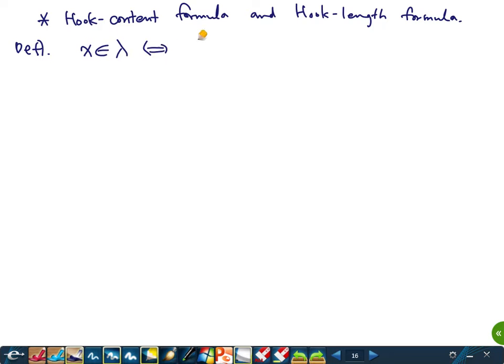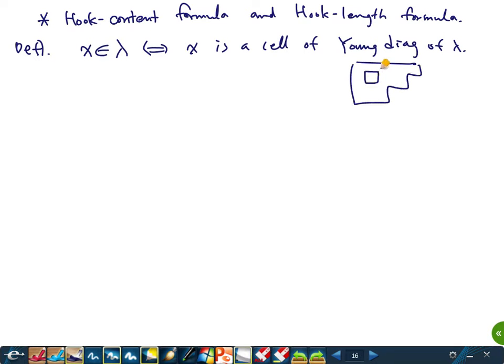This means X is a cell of the Young diagram of lambda. Like this. This is a cell X. And we're going to define two things. The hook length of X in lambda is denoted H of X. The definition is lambda_i minus j plus lambda_j prime, where lambda prime means the conjugate.